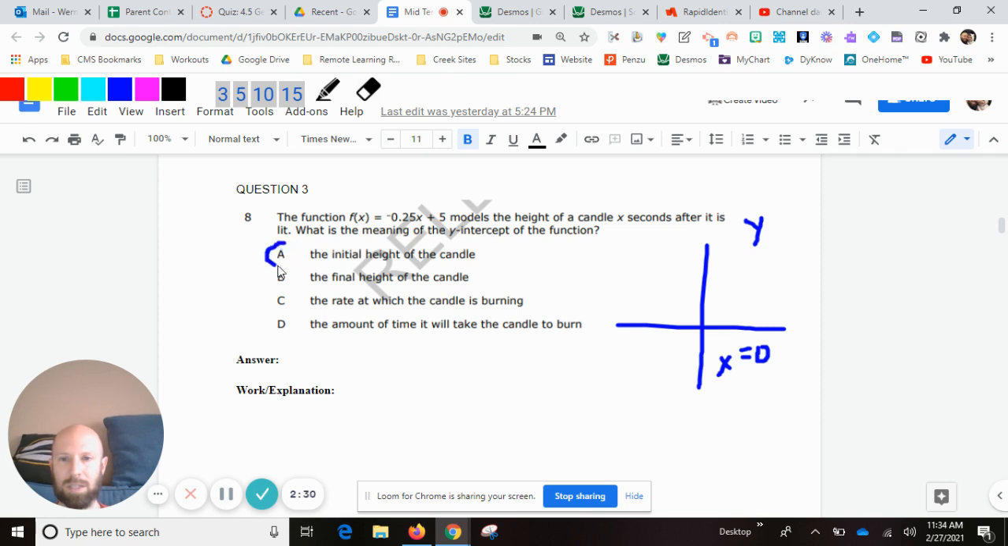There it is. The final value, nope, that is whatever f of x is equal to. The rate, nope, that is the slope. That would be this value. The amount of time, that would be the x, as it says. X is the amount of seconds. So the plus 5 tells you that we're going to be at 5. So that means as the candle is burning, it is going to start at the initial height of 5. So the answer is A. Let's go to question 4.